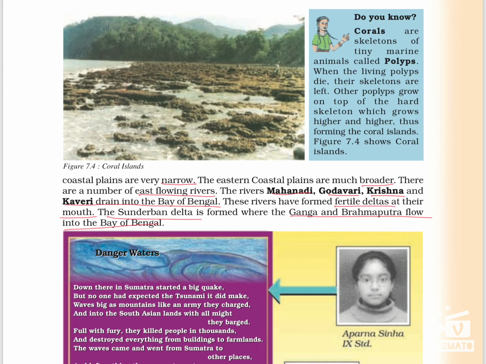Next we have one more important thing here, that is corals. Corals are the skeletons of tiny marine animals called polyps. When the living polyps die, the skeletons are left. New polyps grow on the top of the hard skeleton, which grows higher and higher, thus forming the coral islands. This is very, very important.